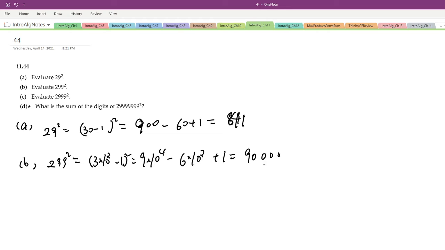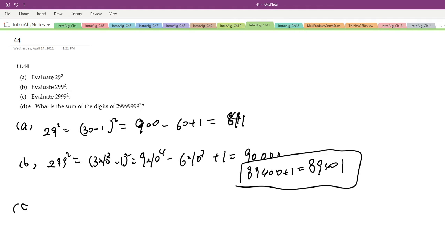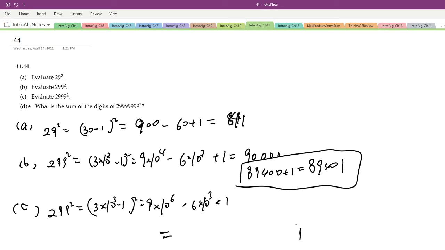Then we subtract the 600, right? So it is 89400 plus 1, which is 89401. Okay. Then c is 2999 square, right? It is (3 times 10 to the 3 minus 1) square, which is 9 times 10 to the 6 minus 6 times 10 to the 3, then plus 1. So we can see the final digit is 1, right?